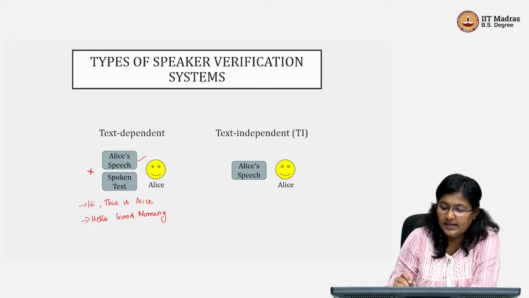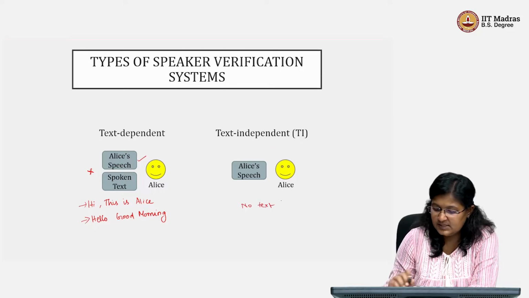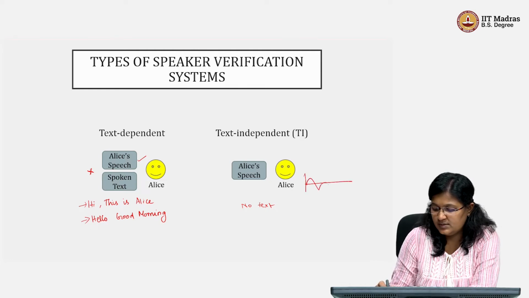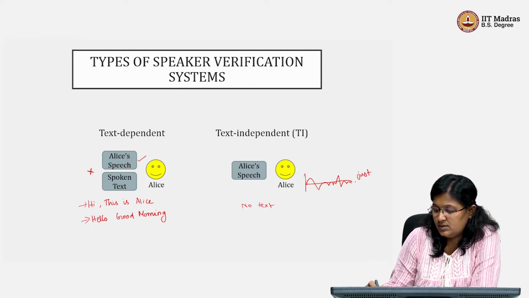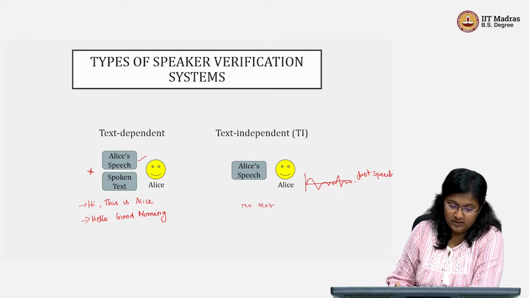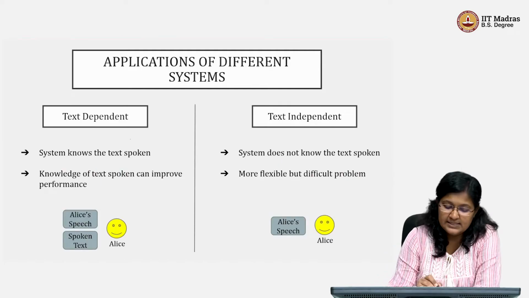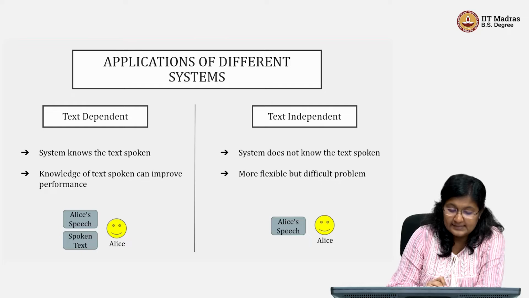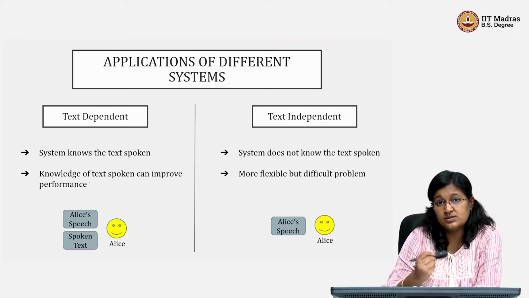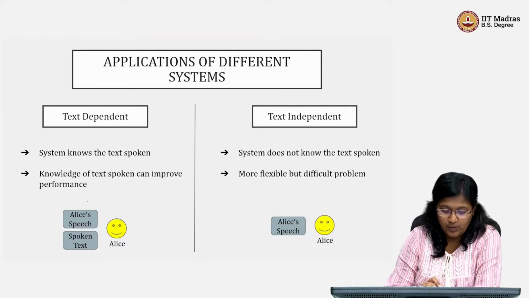In a text independent system, no text, just speech. Just the speech waveform, whatever Alice spoke. So in a text dependent system, the system knows the text that is spoken, and sometimes there are techniques to use the knowledge of the text that has been spoken to improve the system performance also.